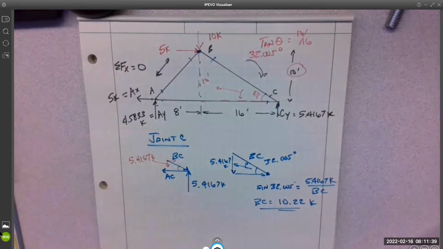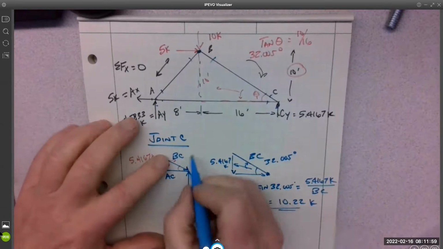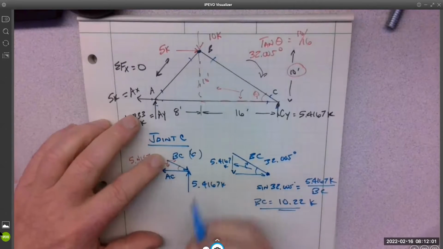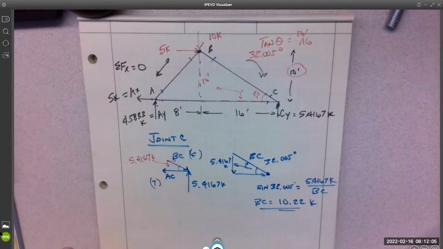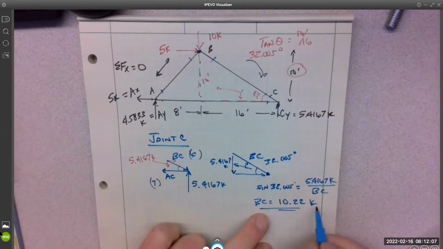And then the last thing we need to think about when we get these things is whether it's compression or tension. Do you remember the rule for that? What is it? Yep. So if it points into the joint, compression, away from the joint, tension. So we already know that BC is in compression and AC is in tension. So BC, compression.